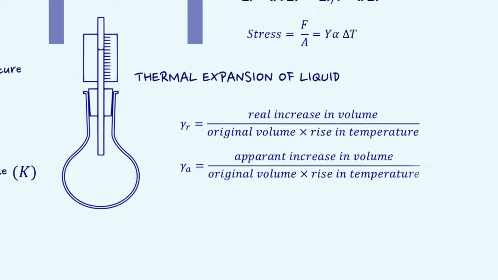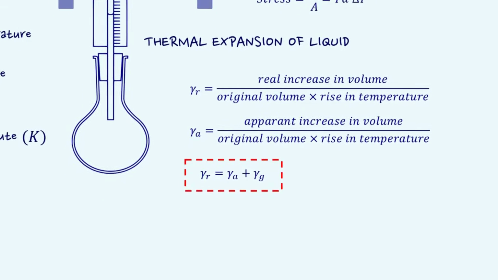Based on the two different types of expansions, there exist two different types of coefficients. One is coefficient of real expansion and another one is coefficient of apparent expansion. Coefficient of real expansion is the sum of the coefficient of apparent expansion and coefficient of expansion for the container material.